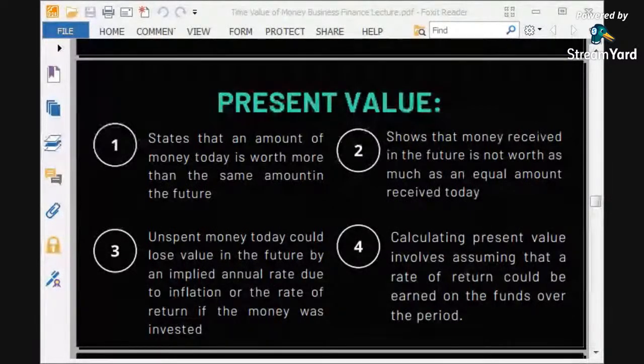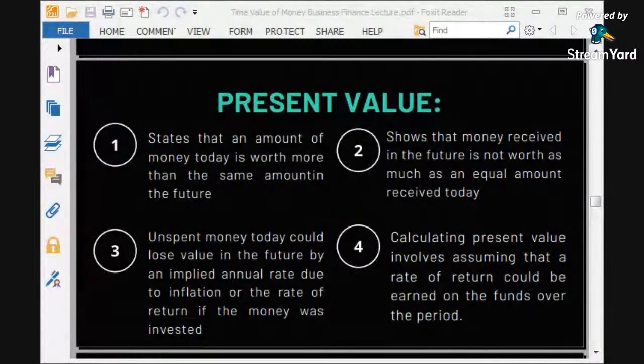In this statement, I am not directly saying that because unspent money today could lose value, you should cash out all the savings you have now on Shopee. No, it's not like that. What I'm saying with this statement is that it is better if the money that we have now will be invested, because calculating the present value involves assuming that a rate of return could be earned on the funds over the period.